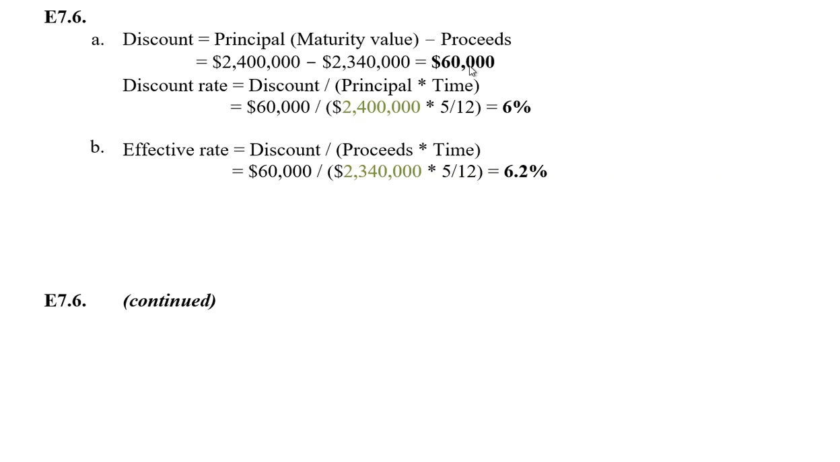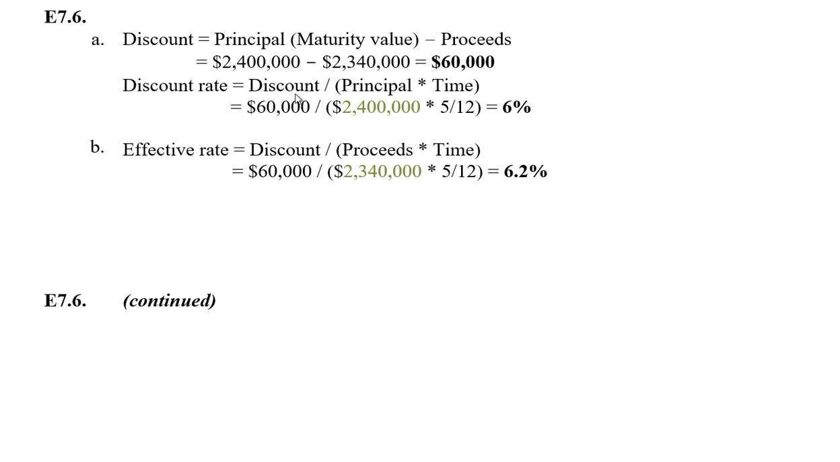And that number, if you divide it by the principal times time, you get what is referred to as the interest rate, all right, 6%, right? It's referred to as a discount rate. So that means that you're going to receive proceeds of $2,340,000, not $2,400,000, but you're going to owe $2,400,000 at the end of this particular 5 months.